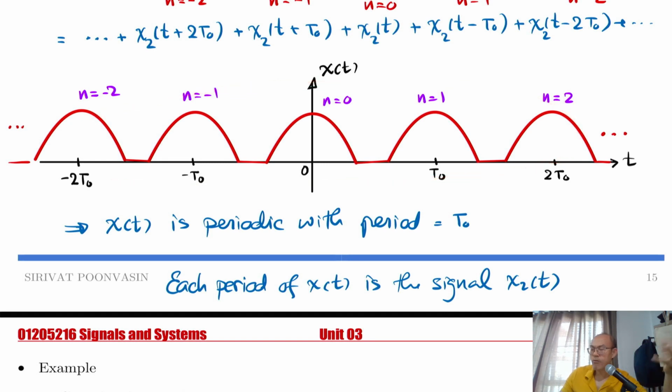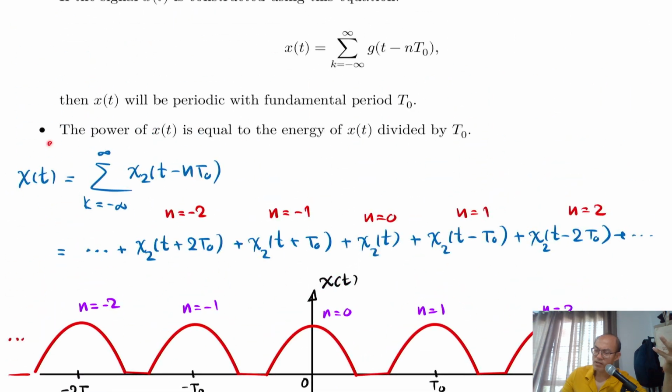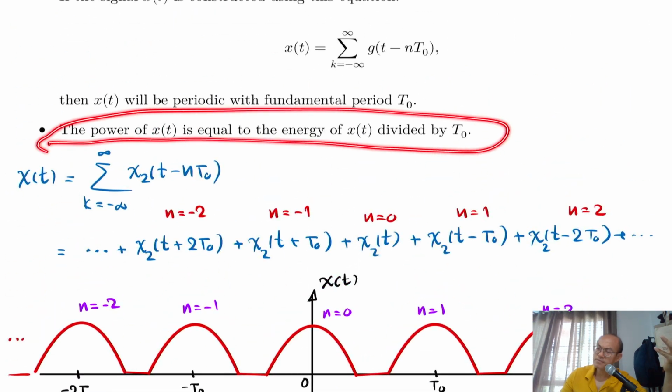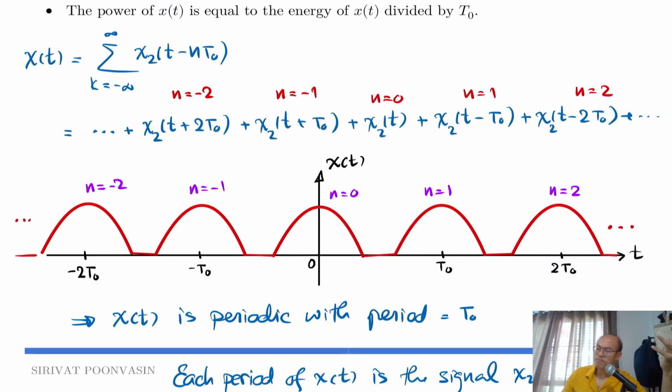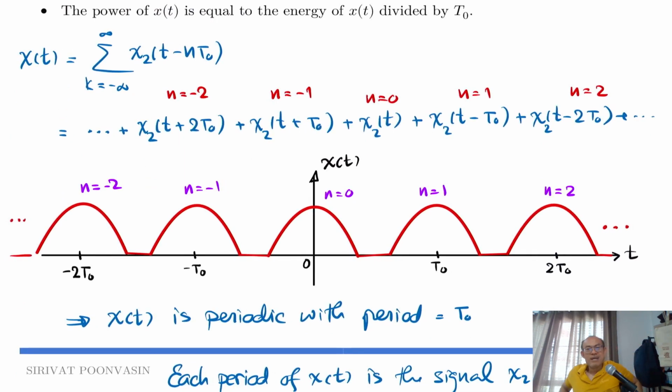Now, what is the power of x? So the power of x is just the energy of this one, right? Energy of one waveform divided by the t0. So that's why I write it down here. Any question? That's one way to construct a signal that is periodic, right?